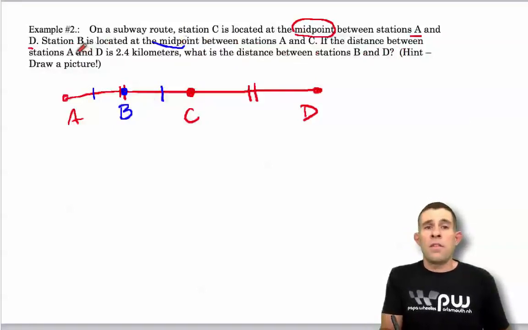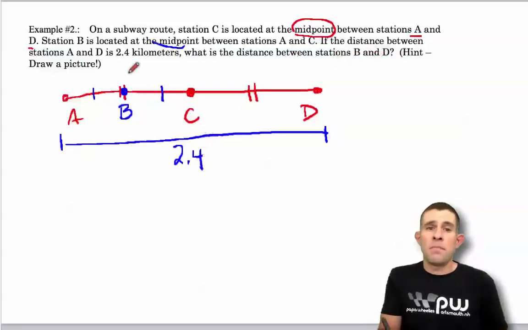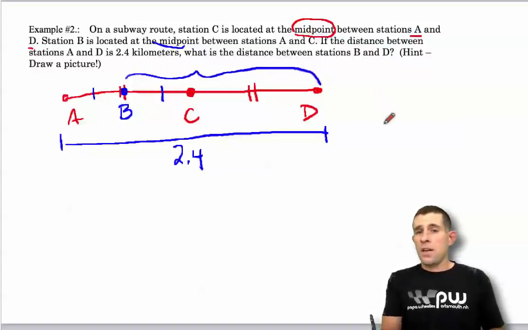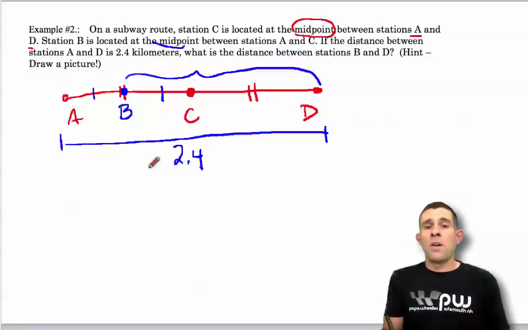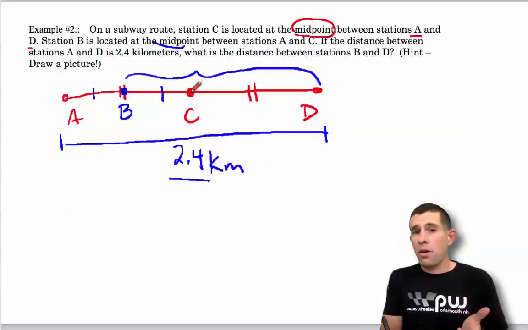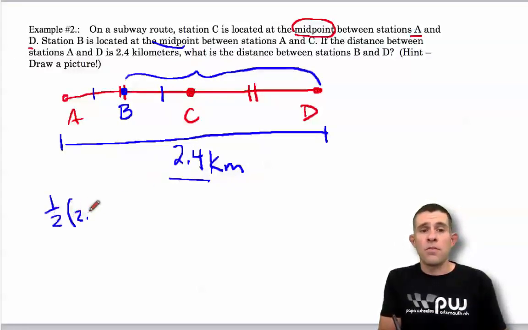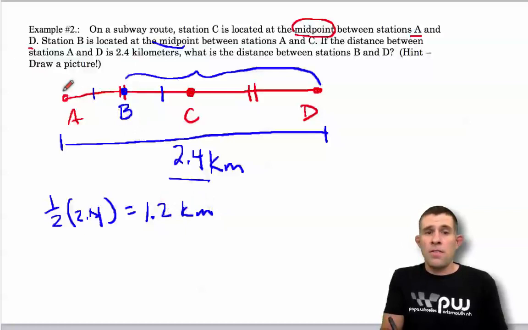All right, now we're also given that AD, the distance from the beginning to the end, is 2.4 kilometers. We want to find the distance between B and D. So our job is to figure out that distance from B to D. Now if 2.4 kilometers represents the entire train route, then I know the halfway point, which is C, must represent half of 2.4. So if I take 1/2 of 2.4, that's going to give me 1.2 kilometers. Now I know that that's the distance from A to C and then from C to D. So each one of these smaller segments inside is 1.2 kilometers.